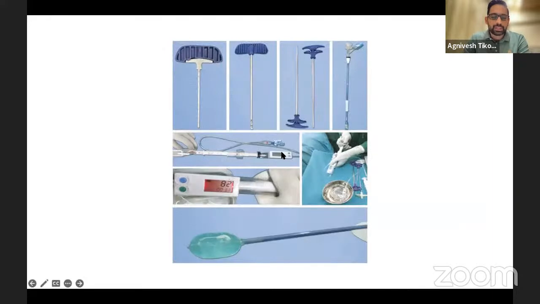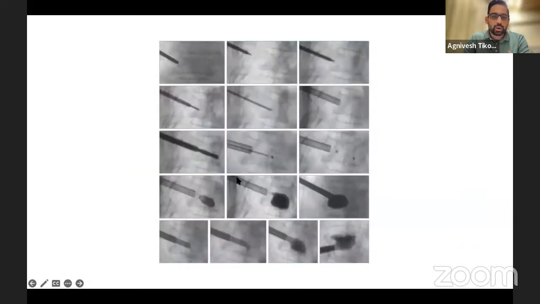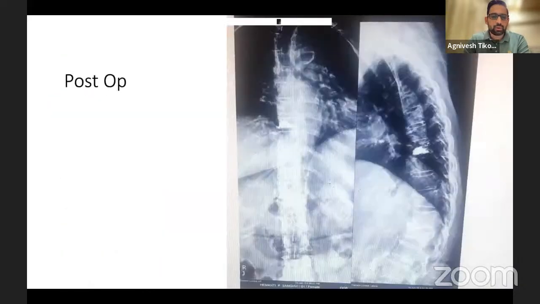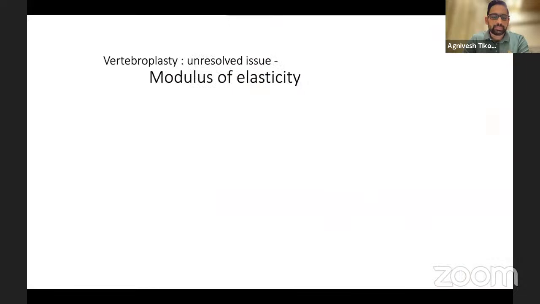So you have a pressure transducer. You inflate the pressure transducer like this, and you go into the vertebral body, you inflate this transducer, increase the height, and then you fill in that area with the vertebral cement. And this is something what it would look like.